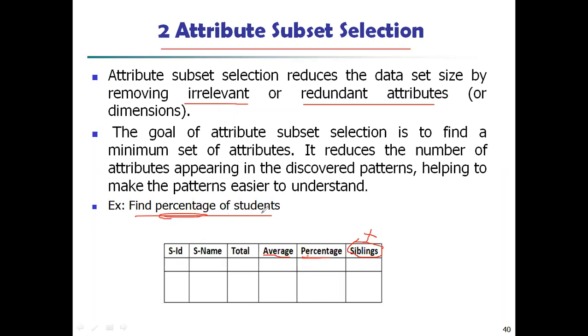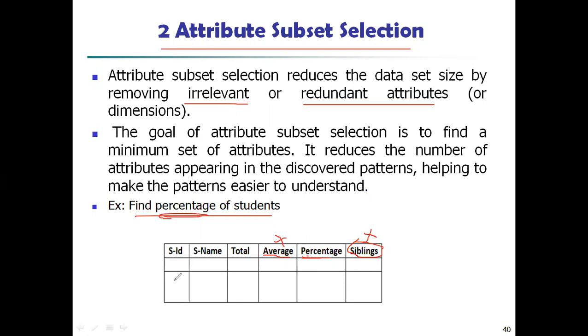Since we are to find the percentage of the student, it is better to remove the average. Why? Because this is the duplicate, redundant one. In such a manner, you are going to remove redundant attributes from your table. So finally, how many fields do we have? Student ID, name, total, percentage. Only 4 columns out of 6.